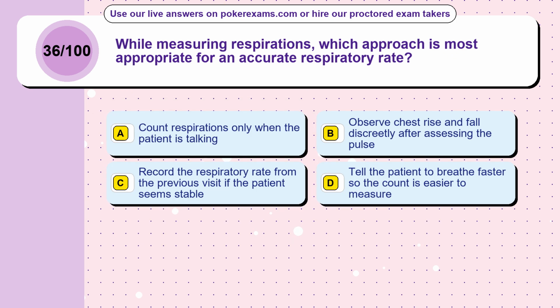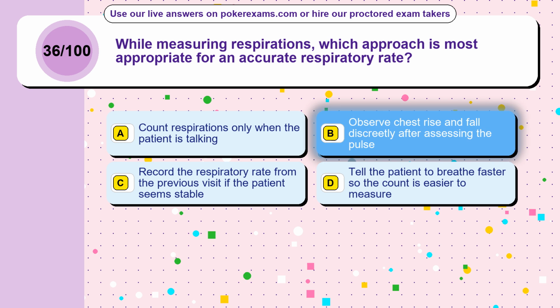Question 36. While measuring respirations, which approach is most appropriate for an accurate respiratory rate? Option A. Count respirations only when the patient is talking. Option B. Observe chest rise and fall discreetly after assessing the pulse. Option C. Record the respiratory rate from the previous visit if the patient seems stable. Option D. Tell the patient to breathe faster so the count is easier to measure.